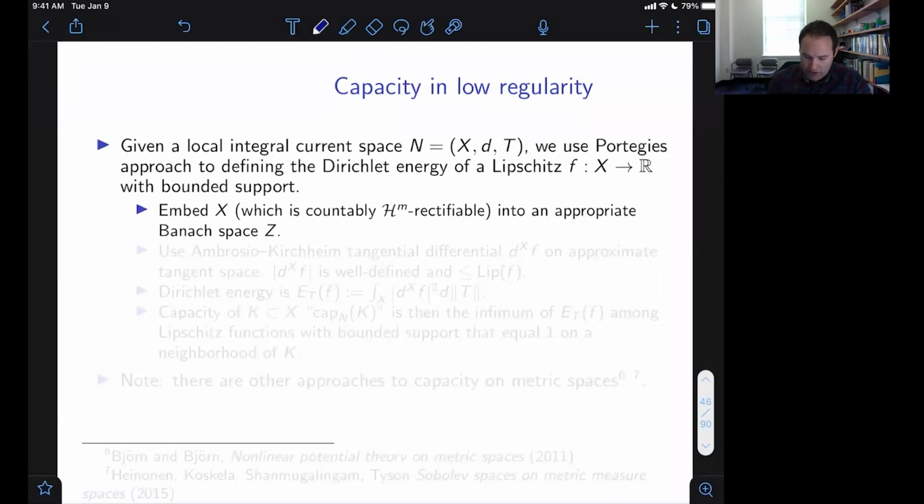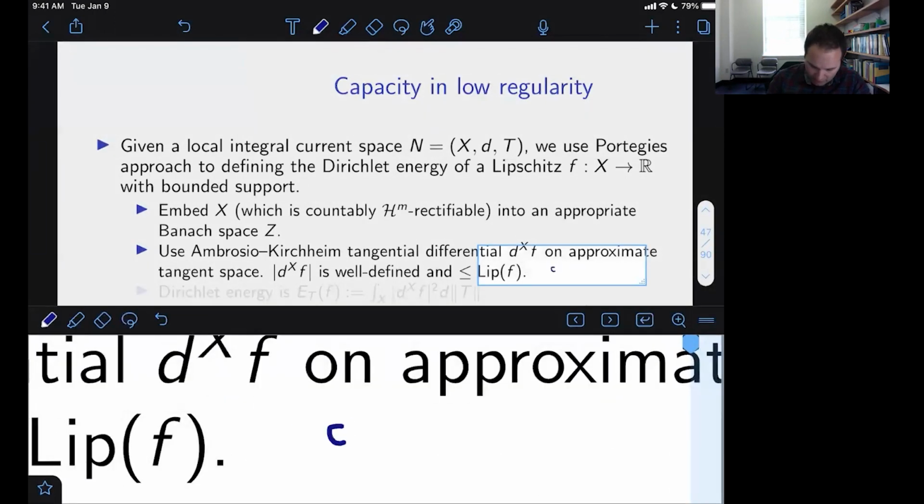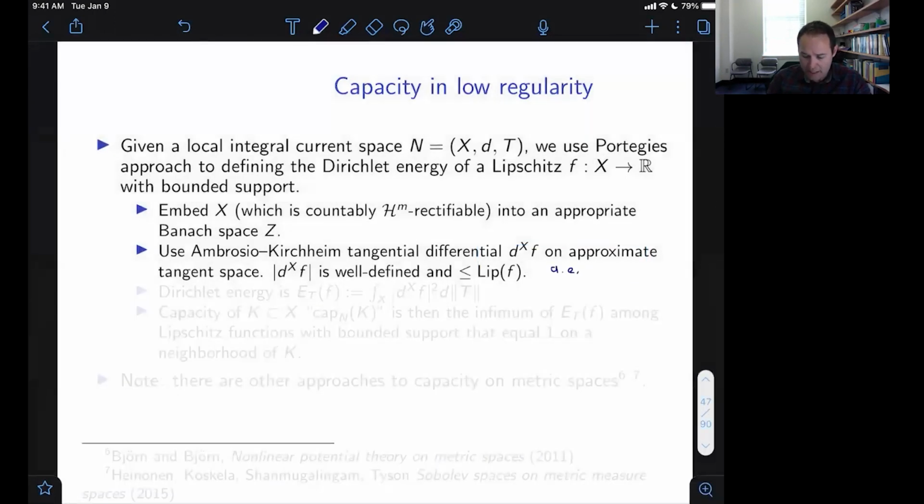Because of that structure, you can define a tangential differential on the image of X when it's embedded in the Banach space. So this is a way of taking the derivative. This is not defined everywhere, of course, this is defined almost everywhere. But you can define a tangential derivative. That could depend on the choice of embedding. So, but the magnitude does not. You can talk about the magnitude. This is really just generalizing the norm of the gradient to this much more general case where we're embedding everything in when we're working in a metric space.